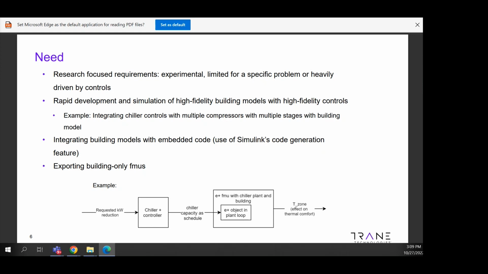And the last one is exporting buildings as FMUs. In the past we have exported Case Plus FMUs, but in this case, say you just want something for data science activities, we want just the building as an FMU. Our data scientists use those FMUs to generate data. So this is the example that is being shown.